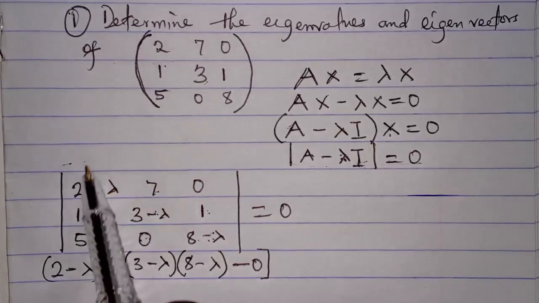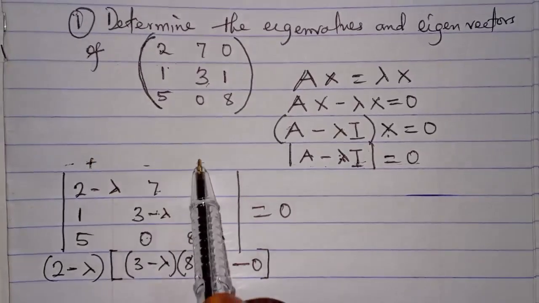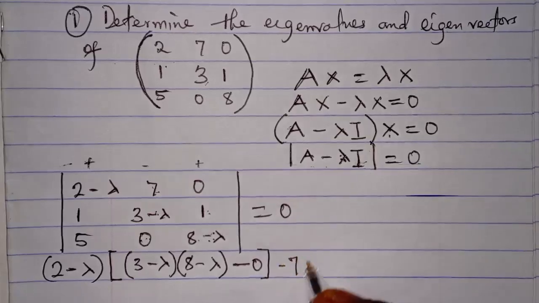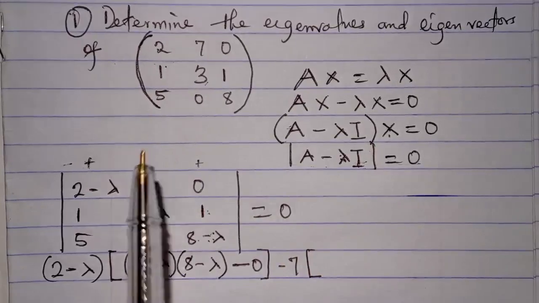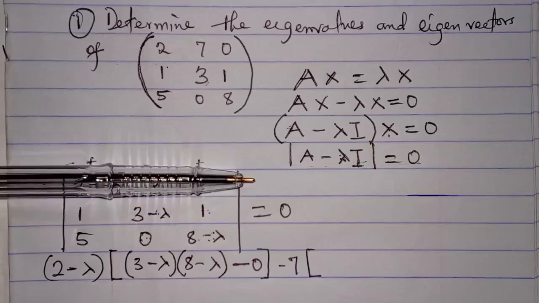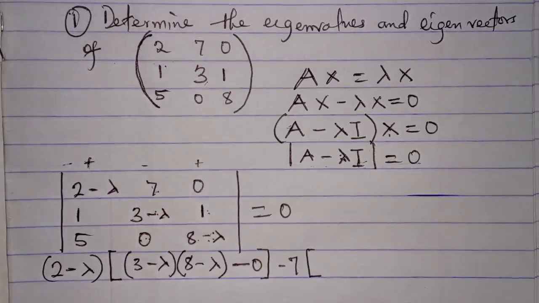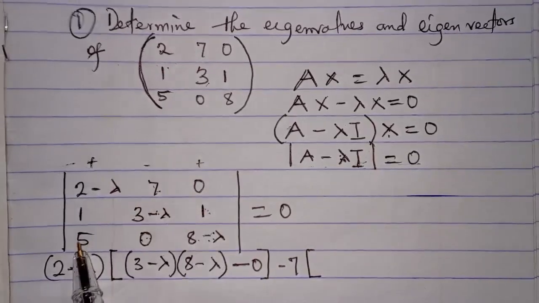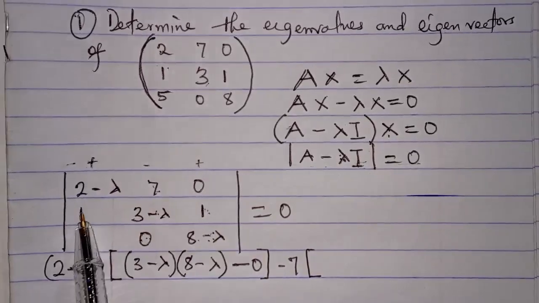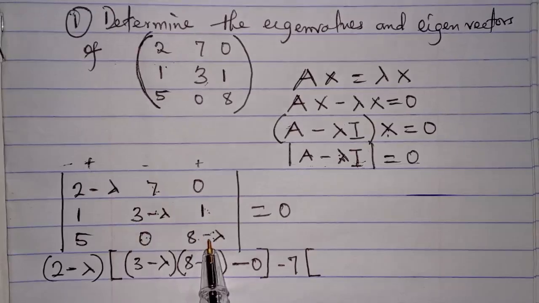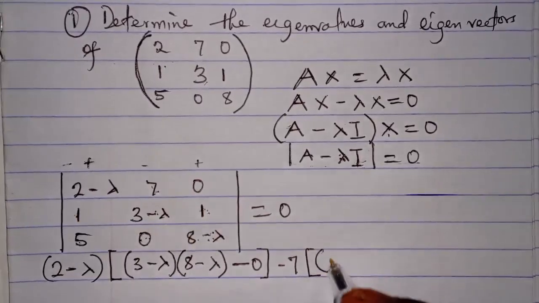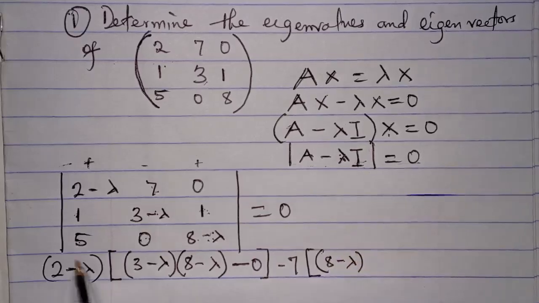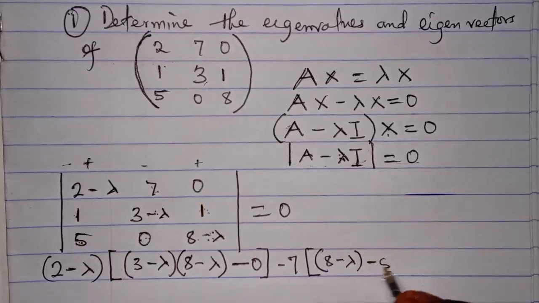7 has a place sign of minus. You know, this is plus, minus, plus. So I'm taking minus 7. If I close up this column of 7 and I close up this row of 7, the elements remaining are 1, 1, 5, and 8 minus lambda. So the determinant of that matrix is this times this minus this times this. This times this, that's 8 minus lambda. This times this is 5.